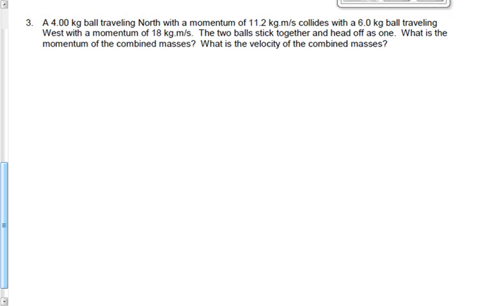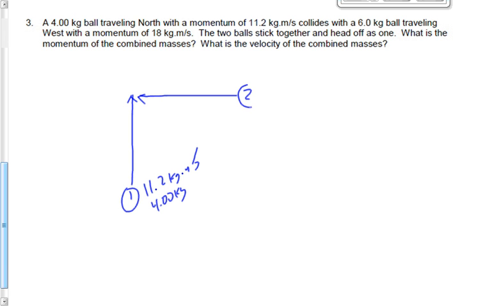This is a 4-kilogram ball traveling north with a momentum of 11.2. Let's make this object number 1. Its momentum is 11.2 kilogram meters per second. Its mass is 4.00 kilograms. We got another ball traveling to the west with a momentum of 18. We'll call that ball number 2. It has a mass of 6 kilograms and a momentum of 18 kilogram meters per second. So we don't know what the velocity is for either of these balls, but that's okay. You'll see in a minute how it doesn't really matter.